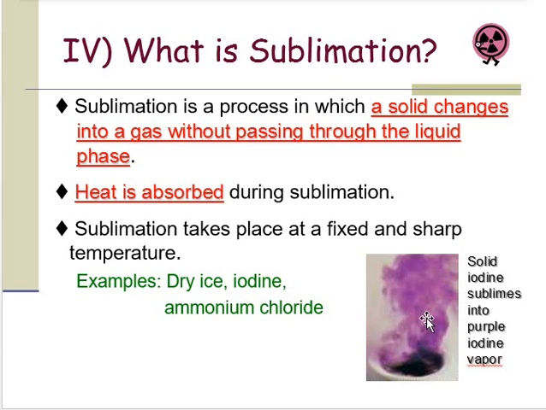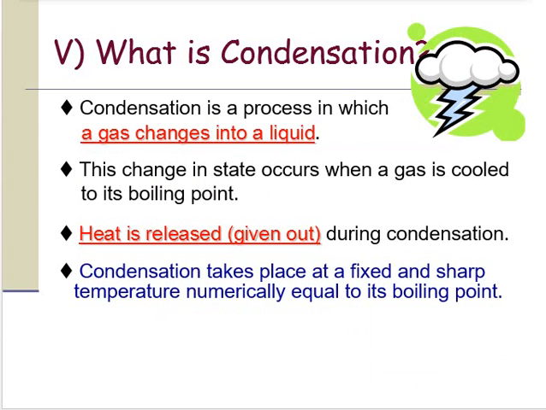Some examples of substances that can sublime are dry ice, which I think you should have seen before, iodine or ammonium chloride. As you can see from the picture over here, I have some solid iodine crystals and I heat them. Because iodine is a substance that sublimes, it will not melt to give you a liquid. Instead, it sublimes to straight away give you purple vapor.